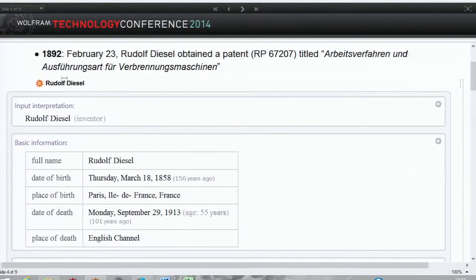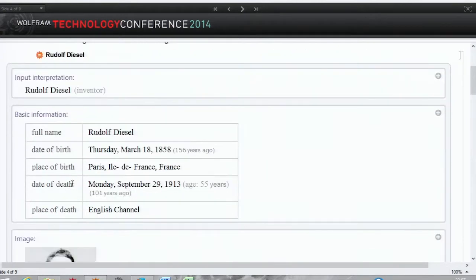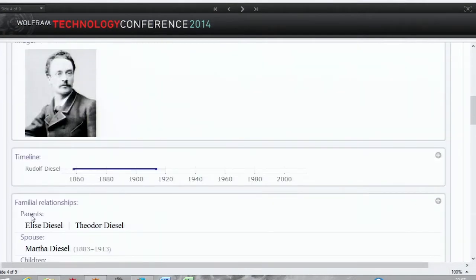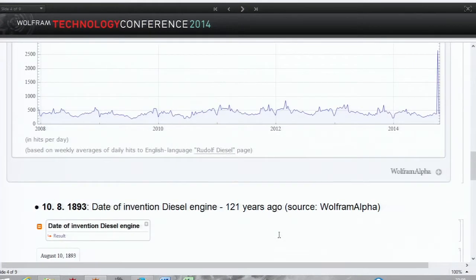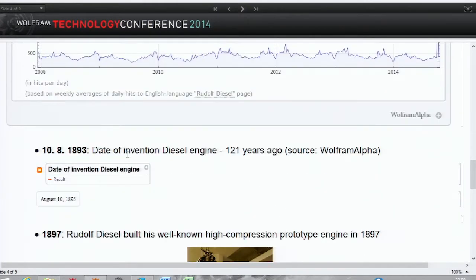If you use Wolfram Alpha, you can find some information about Rudolf Diesel, such as his date of birth, place of birth, and, for example, place of death. It is the English Channel. There is his picture, and there are hits per day. You can see this area because we were interested in that. So there is the big peak. After that, in 1893, is the date of the invention of the diesel engine. Using Wolfram Alpha, you can find that it was 120 years ago.